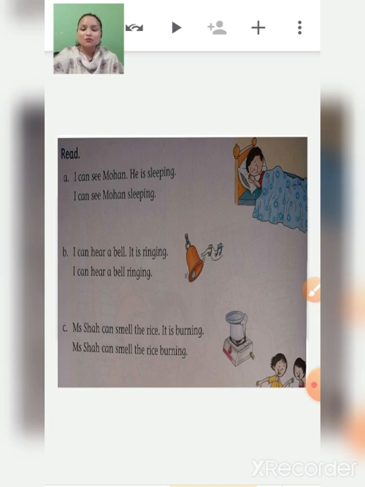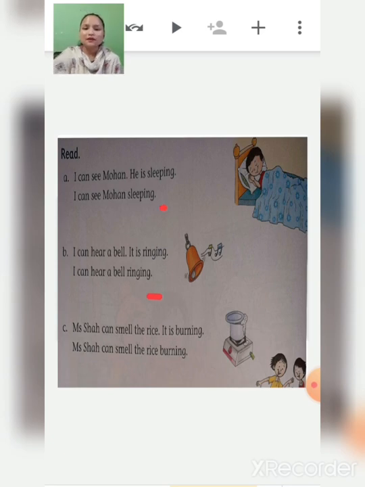So I can see Mohan sleeping. What is Mohan doing? He is sleeping. So the base form of the verb is sleep. Sleep plus ing, what did it become? Sleeping. So it is a present participle, and the action is continuous. I can hear a bell ringing.